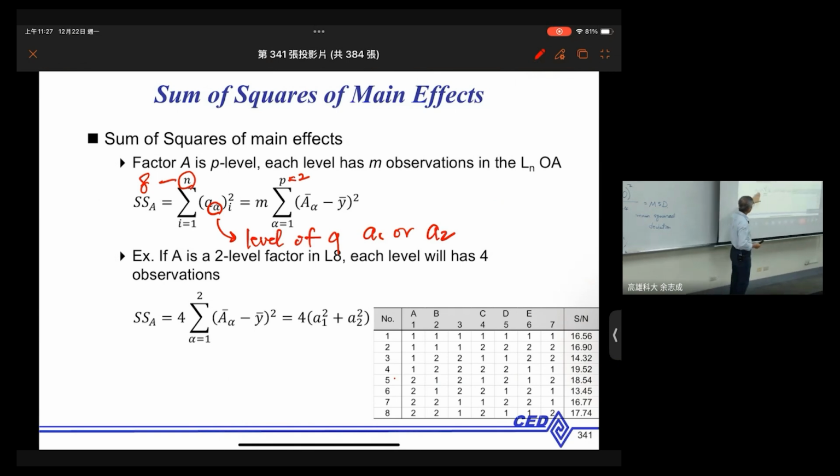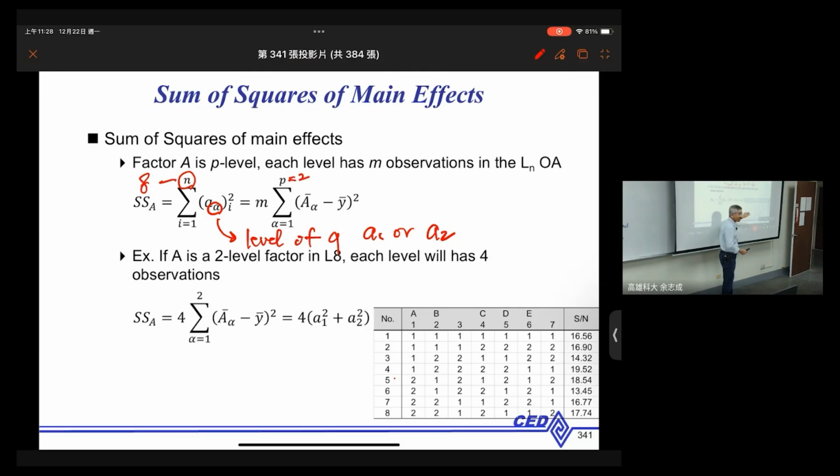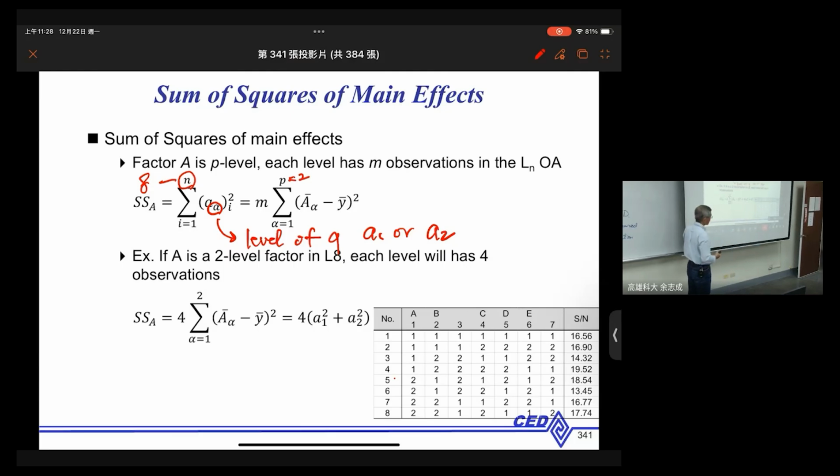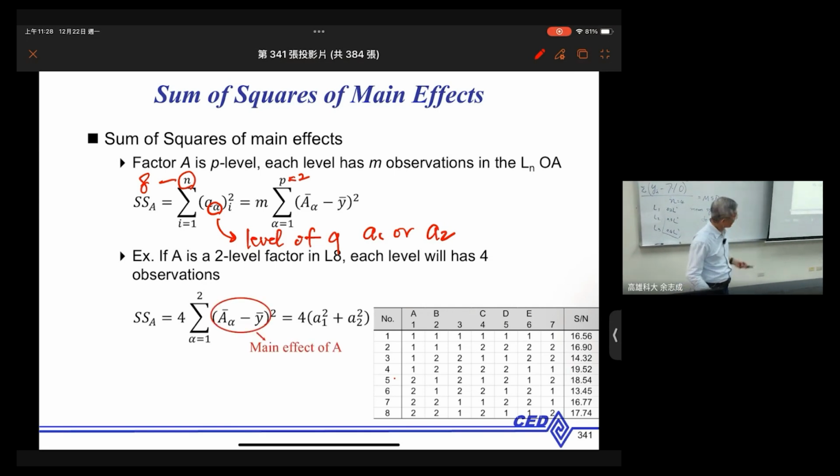Therefore, the sum of squares due to A will be A1 squared, which is the main effect of A, plus the main effect of A2, multiplied by the number of designs. In these 8 experiments, A will have 4 designs in A1 and 4 designs in A2. So 4 multiplied by this one, 4 multiplied by this one, so there will be a total of 8 designs. This is how we calculate the sum of squares due to A. Actually, it's very straightforward. And this is the difference, the main effect of A.